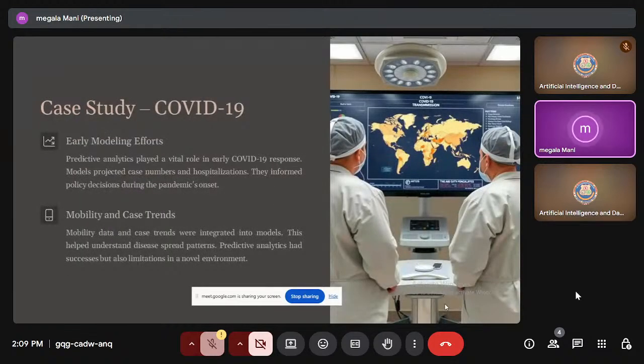And the second case study is for COVID-19: early modeling efforts, mobility and case trends. These are the cases where we have to give the response. What is the response based on the cases and hospitalization, what are the resources, and how much duration it could take to recover. These are the things we have to monitor. We have sufficient historical data, and mobility and case trends can be integrated into models to understand spread patterns, symptoms, how it will spread and how to predict the data.